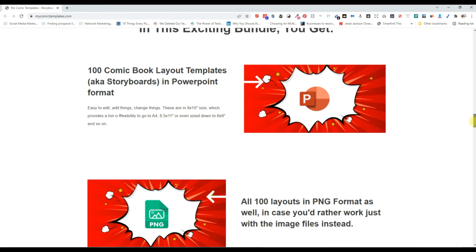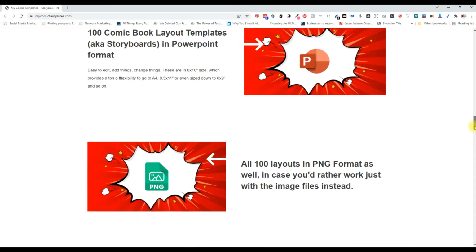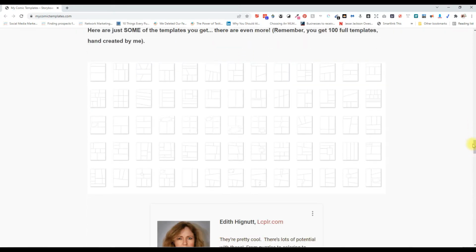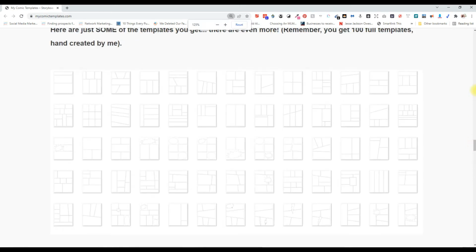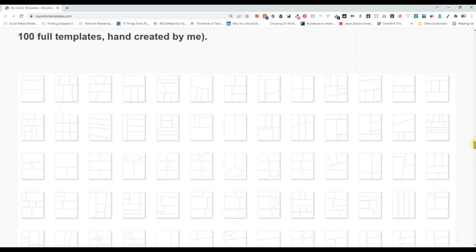All right. So you do get these 101 templates in both PowerPoint and PNG. And of course, you can use the PowerPoint in PowerPoint, but you can also take the PNG formats and use them wherever, whether you want to put them into PowerPoint or into Canva or wherever else you want to use them. And she has some training videos as well. So unfortunately, because I'm recording, I don't think I'm going to be able to zoom in for you. Oh, actually it does work. Okay. All right. So let's take a little closer look at what they look like.